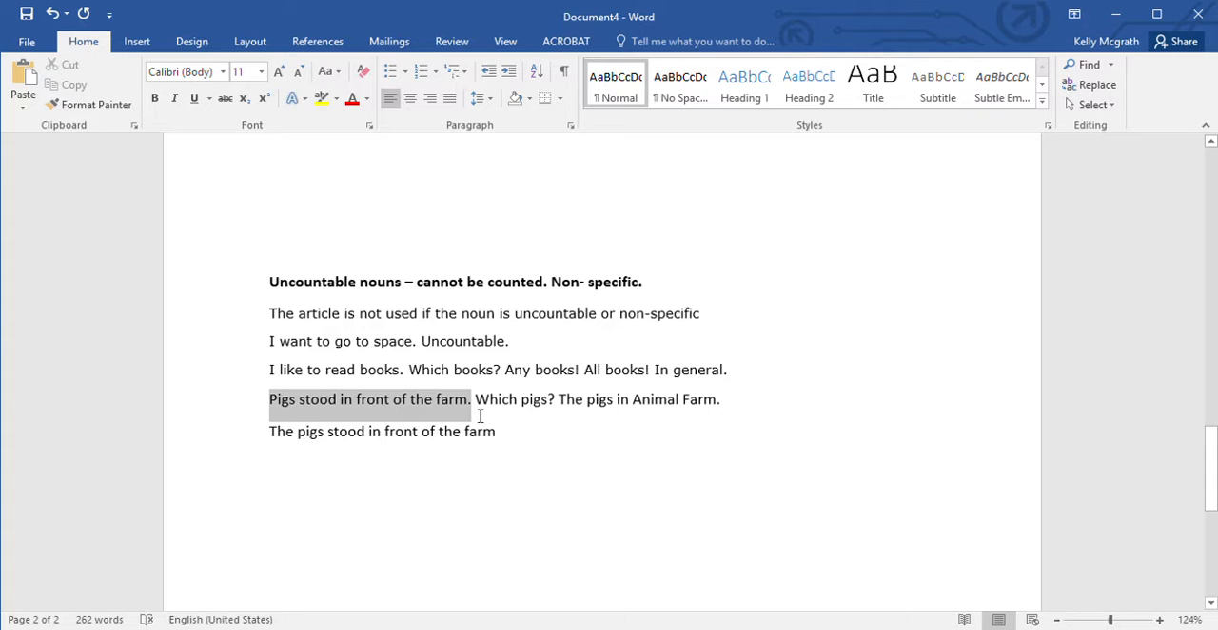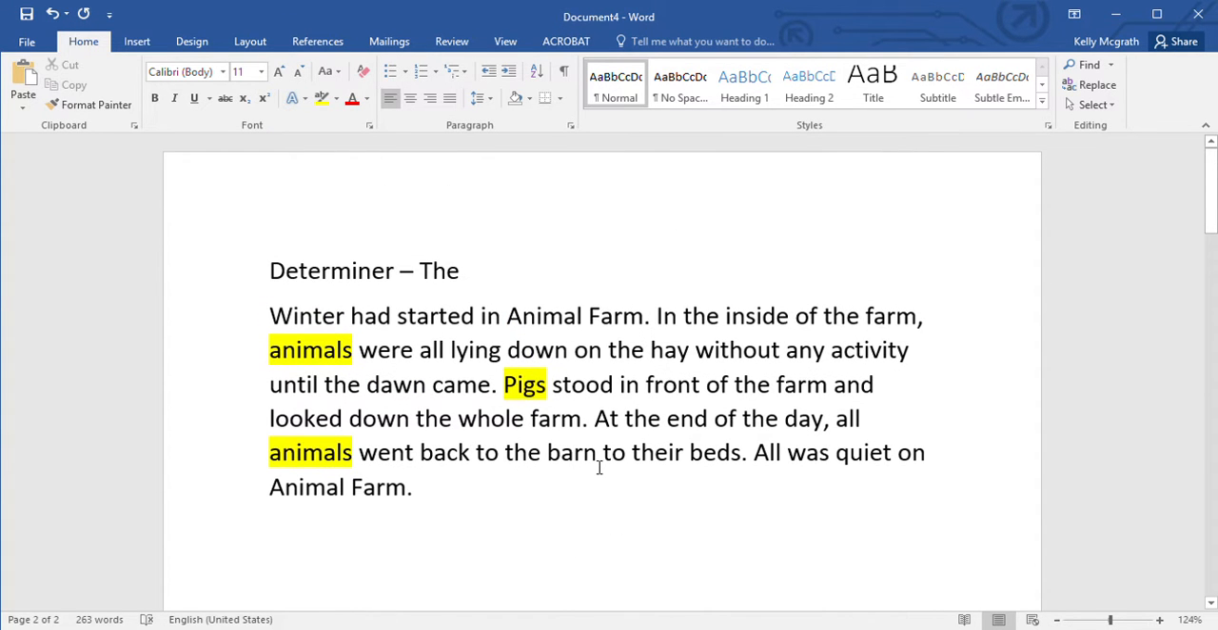Because we are talking about specific pigs, we can count them. We might not know right now how many there are, but it is possible to say they are specific pigs that we are talking about. We're talking about Napoleon and Squealer and Snowball. We're talking about the pigs in Animal Farm. We are being specific. So we need to use "the". So before, where I had here, pigs stood in front of the farm, I need to put "the pigs", and of course I'll put the P in lowercase. The pigs stood in front of the farm.